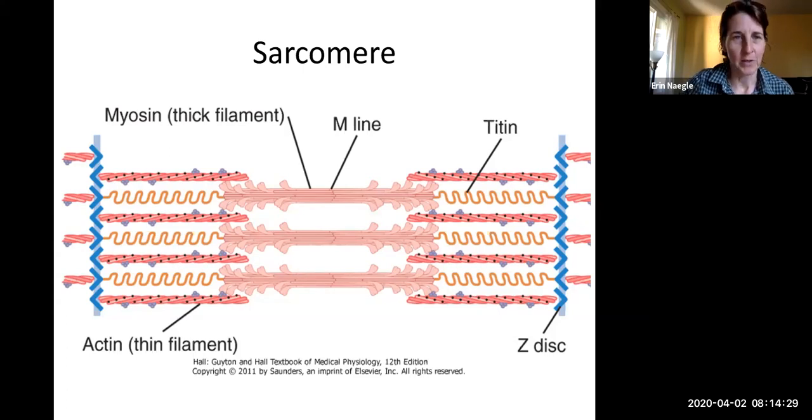Other characters we have in the sarcomere are the actin, which is what gets pulled, and that's also known as the thin filament. And then there are a couple more proteins on that actin. So let's look at those.